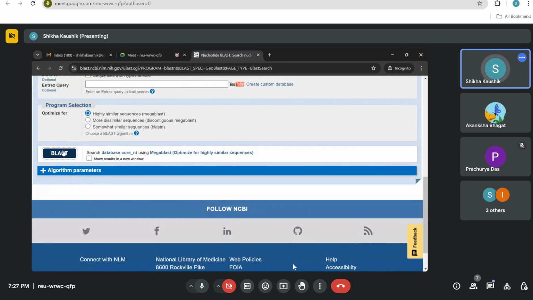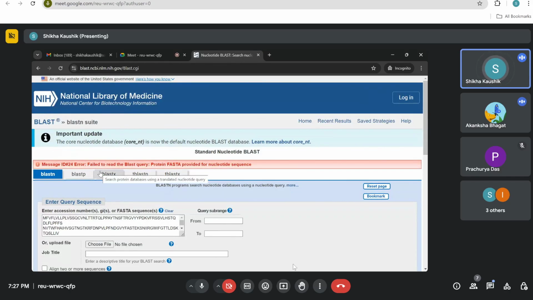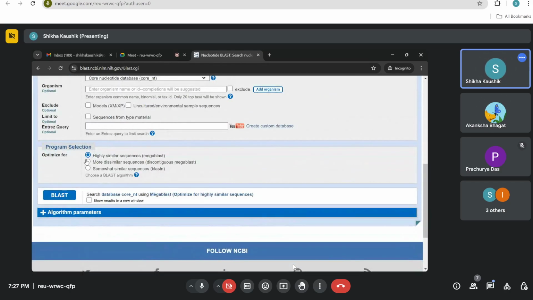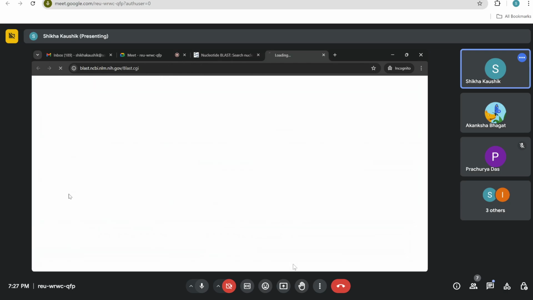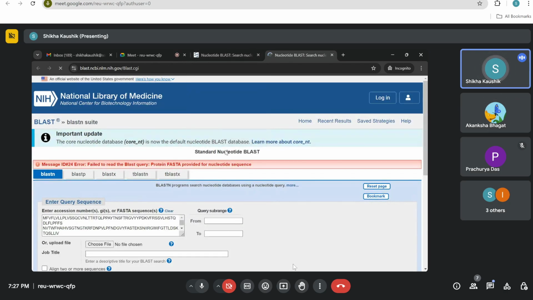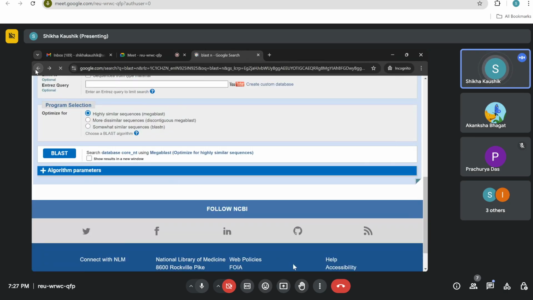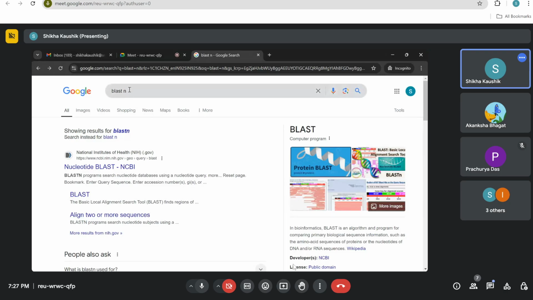Generally, you will BLAST the sequence like this. I'm BLASTing the sequence on your screen. So yes, definitely you get the accession number from it. So you are definitely going to get your accession number there only, so you don't have to go to UniProt.